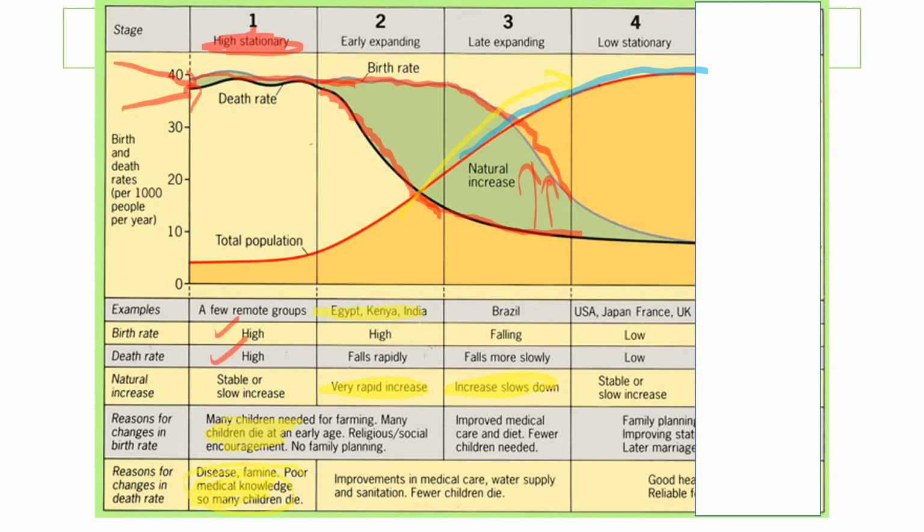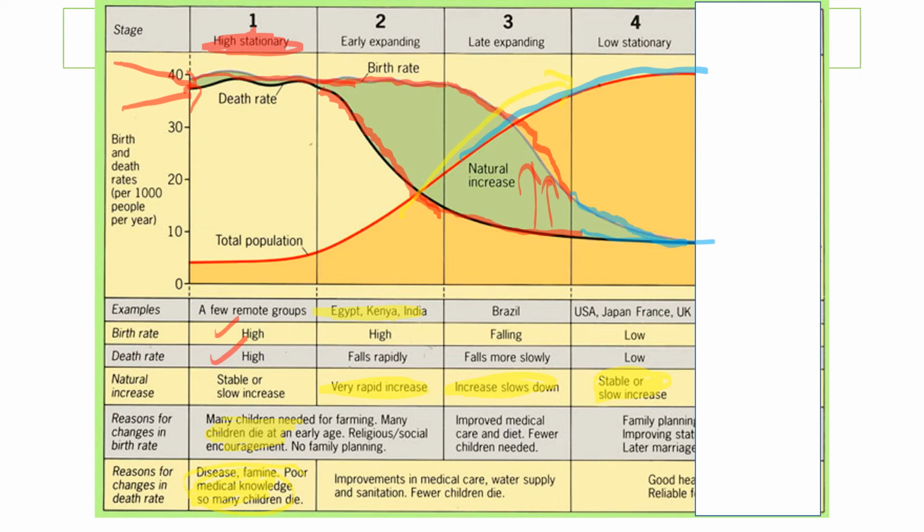It's becoming this level plateau stage, so it's becoming a fairly stable country. We still have a low death rate, but our birth rates continue to drop and drop until they almost equal the death rate. And at this point, your population will be stable, you'll have no increase. Now, why has this happened?